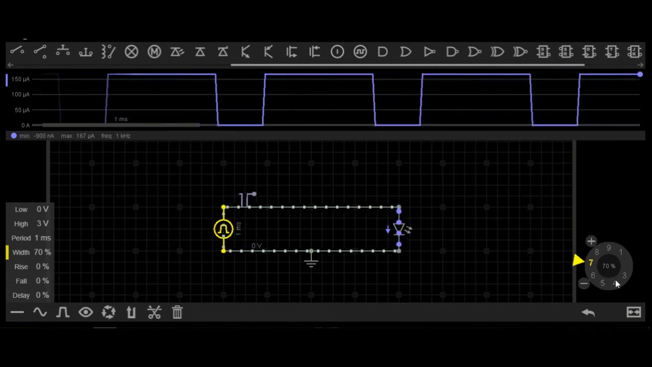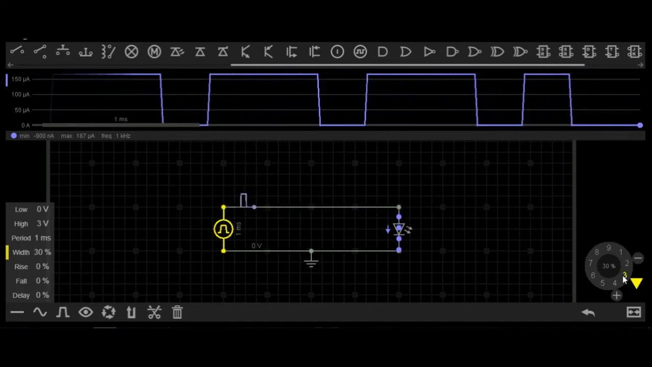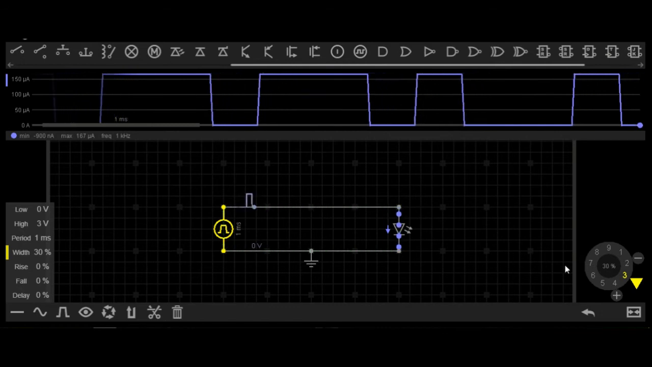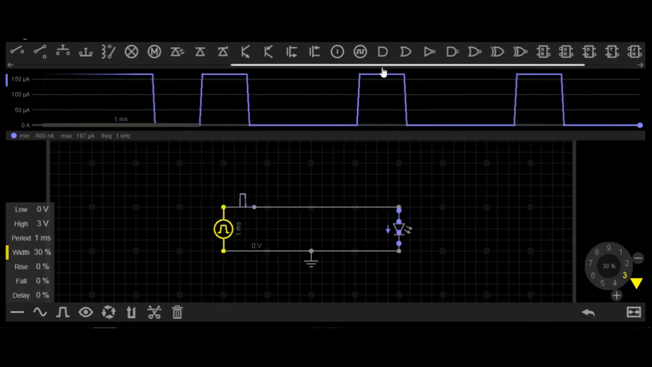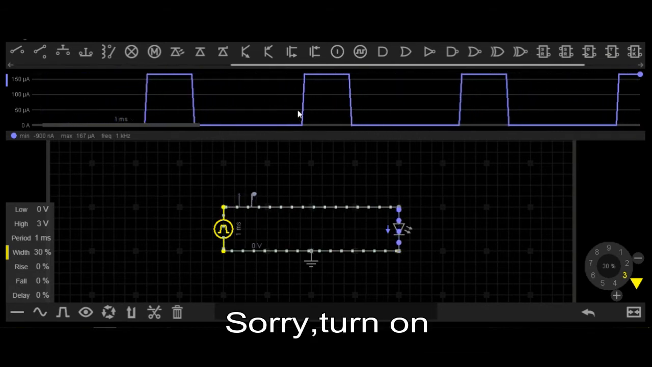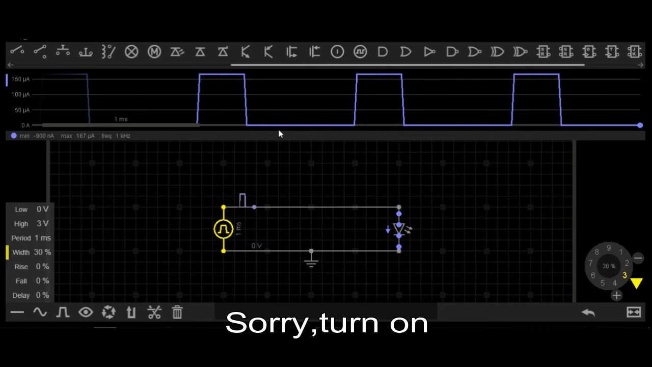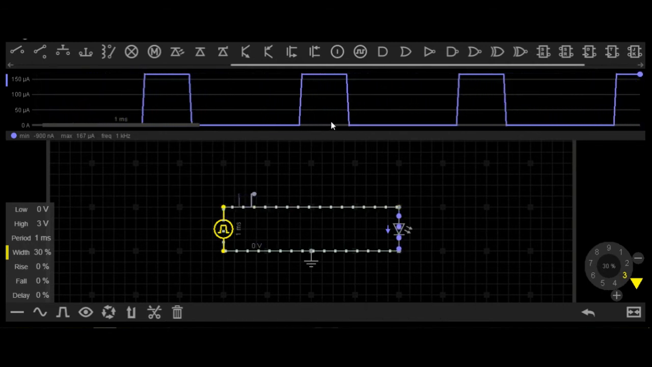Now let's decrease the width of the pulse. Now we change it to 30%. So we can see that it will turn on for 30% of the time and turn off for 70% of the time in a cycle. So this is actually called the duty cycle.